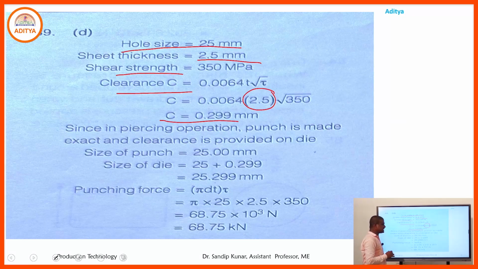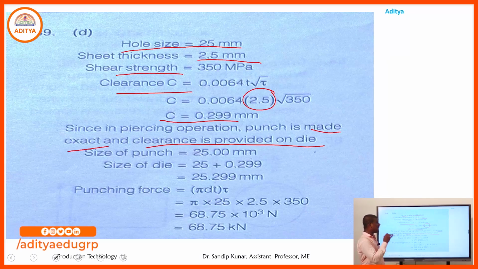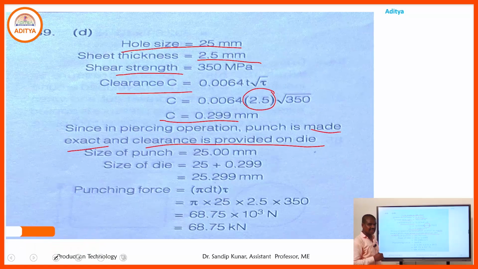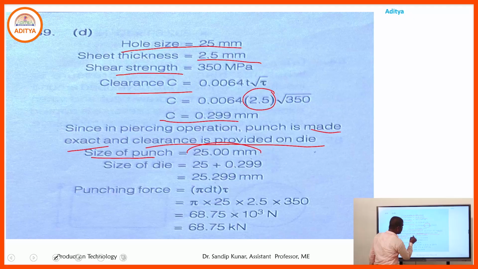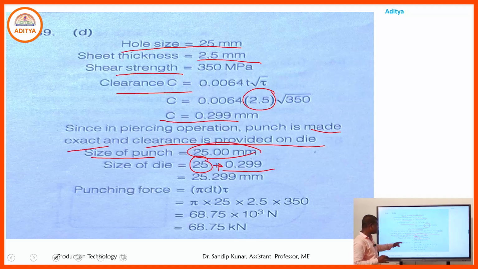Now, in case of piercing operation, we know the punch is made exact and clearance will be provided to the die. In case of punching operation, the punch is made exact and clearance will be provided to the die. So on that basis, the size of the punch will be 25 millimeter, and the size of the die is the punch size plus clearance, means 25 plus 0.299, and that is the size of the die.